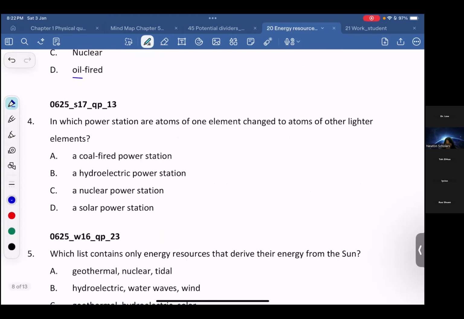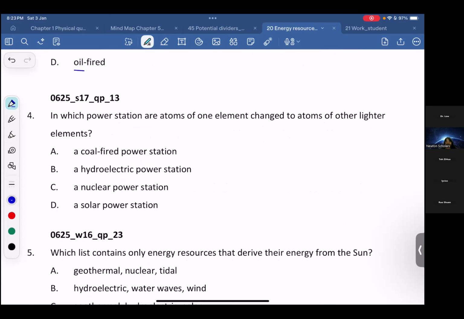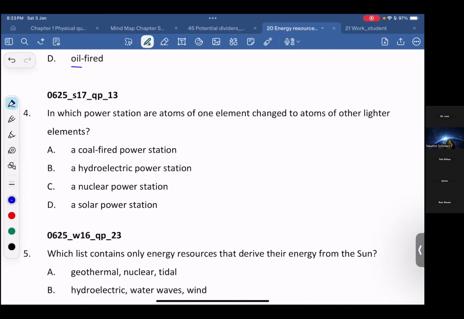Okay, here number 4. In which power station are atoms of one element changed to atoms of another lighter element? Okay, so here, what do you think? Which one involves atoms? Angeline, correct. Okay, here the answer is C. Okay, let me check Zihua. Yes, nuclear, correct.